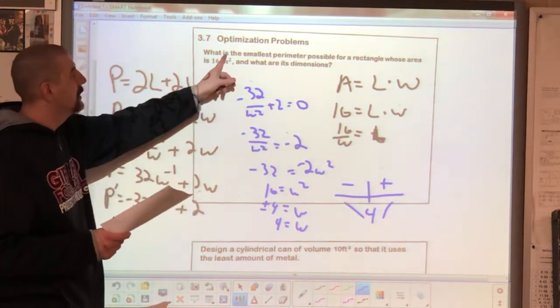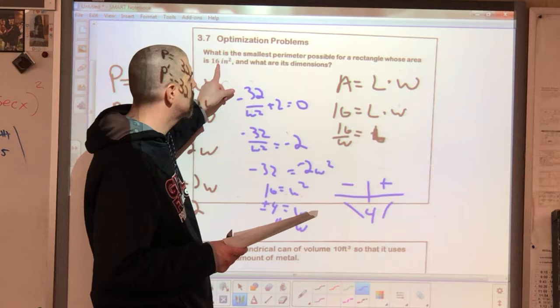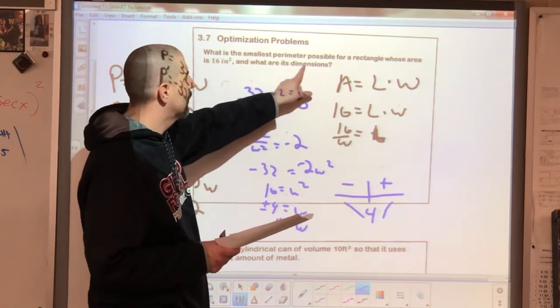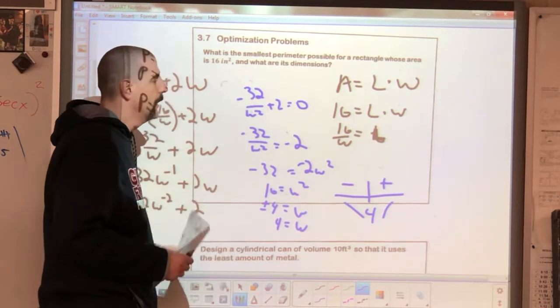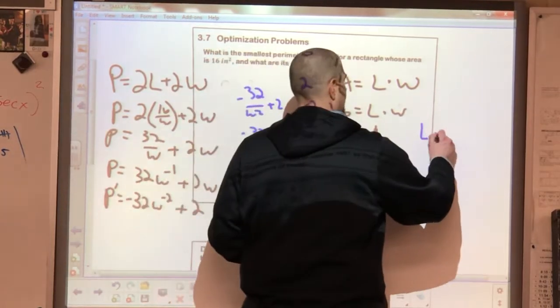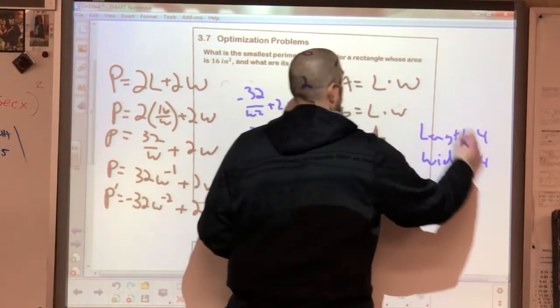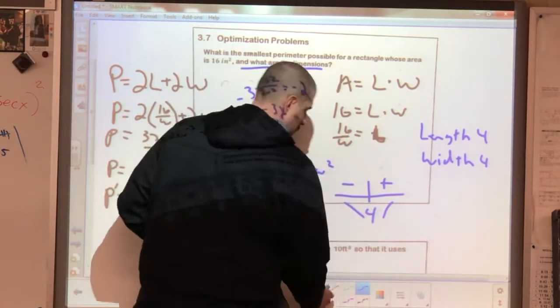So it says, what is the smallest perimeter possible for a rectangle whose area is 16 inches squared, and what are its dimensions? Okay, so find the length. The length is 16 divided by W, so we have length is 4, width is 4. That takes care of the dimensions.